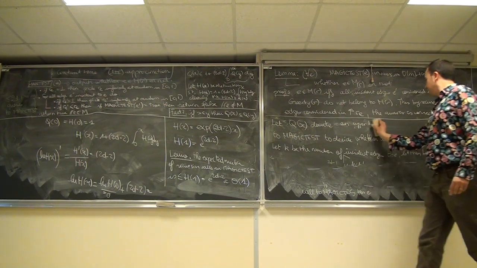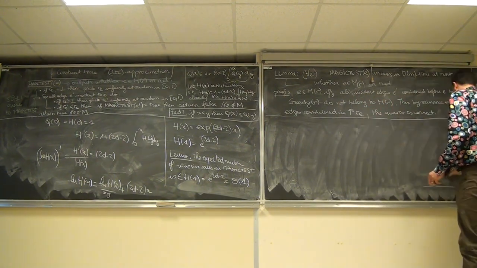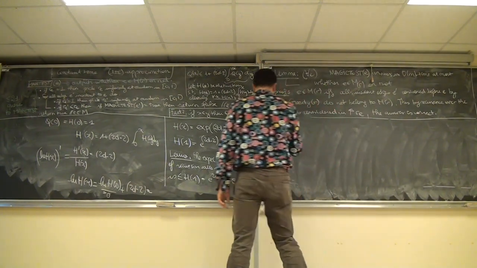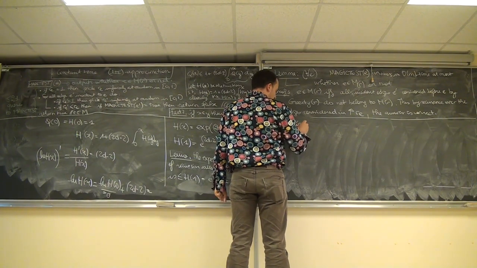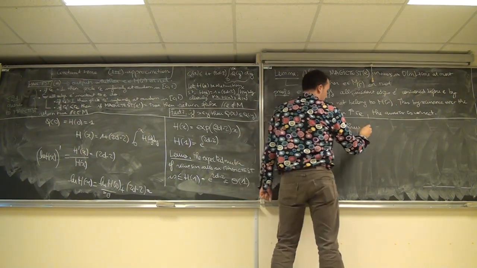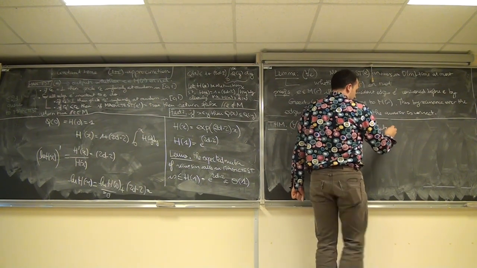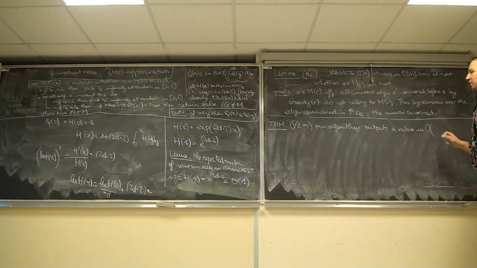Okay, so what did we prove? We proved the following theorem: that for every epsilon, our algorithm outputs a value in big O of some exponential in D, times d square over epsilon square, because we do it d square over epsilon square times.